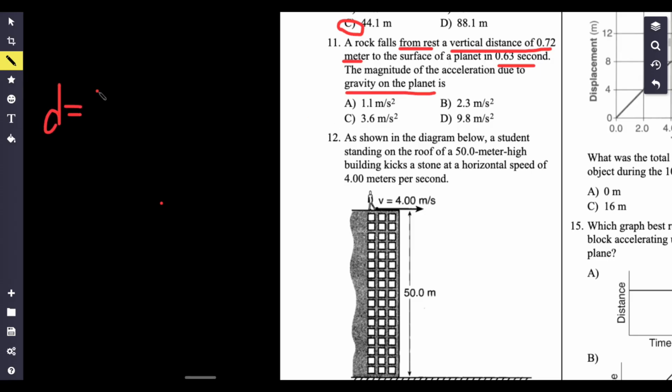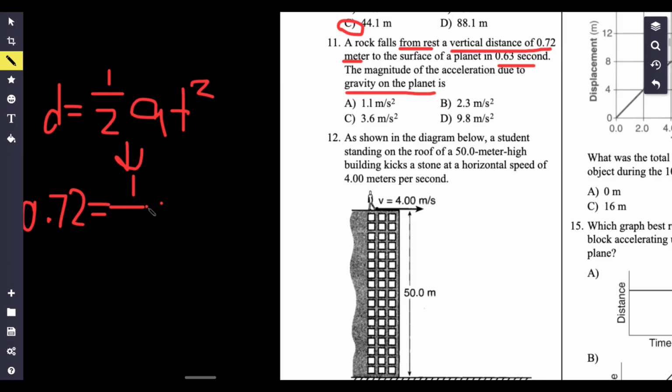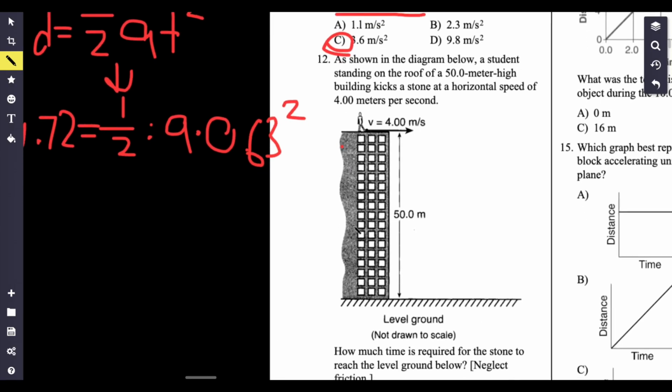Well, once again, it's just the same formula, and because we're falling from rest, we can ignore the first term, like we do usually for these problems, but not always. So 0.72 times 1/2 times a times 0.6 squared. I'm just plugging all of this into the calculator now. I got around 3.6 for number 11, so that's answer choice C.